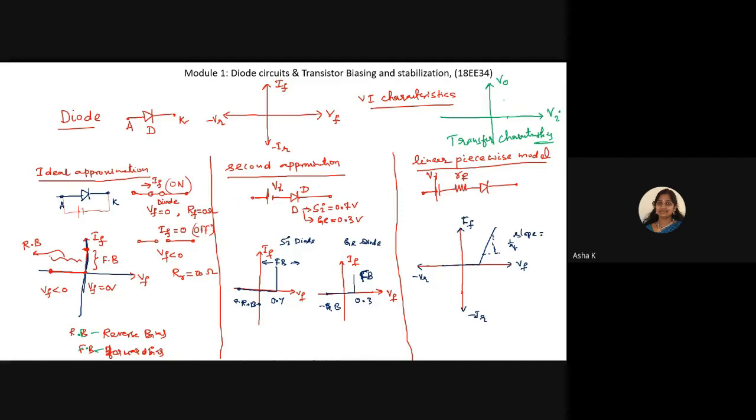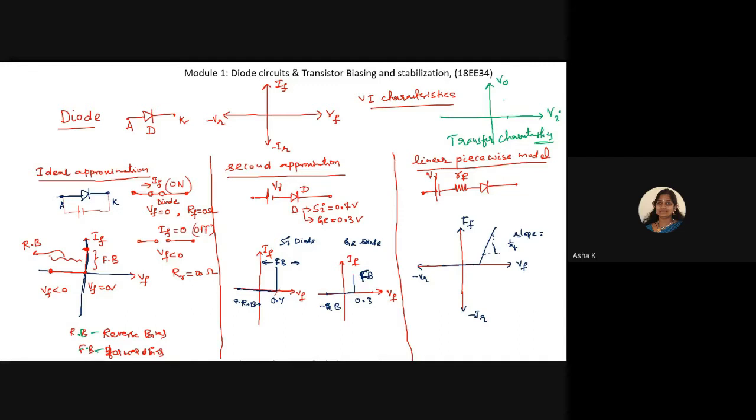In the second approximation, knee voltage is applied, where we have either a silicon diode or a germanium diode. Along with the ideal diode, we have the knee voltage. The knee voltage for silicon is 0.7, for germanium it is 0.3. In the modified VI characteristics, at 0.7 for a silicon diode there will be a rise in the current. At 0.3 for a germanium diode there will be a rise in the current. Otherwise, it will be zero only.